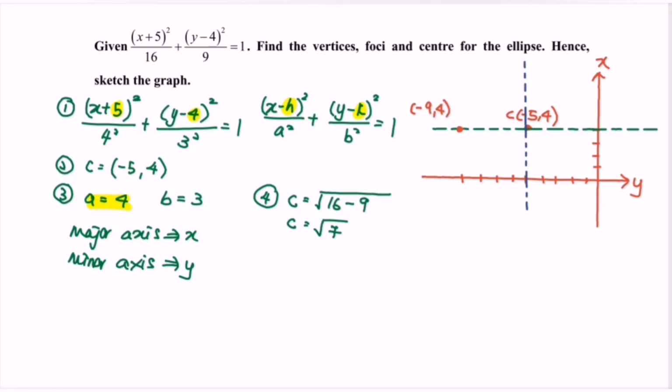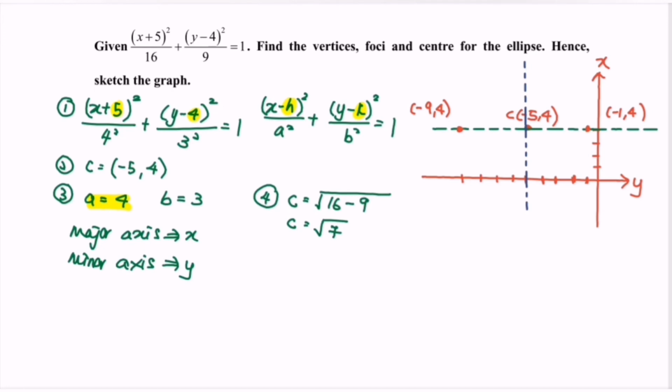Next, shift toward the right-hand side for 4 units. We will have -4, -3, -2 and -1. So here will be the location of the other major vertex, where we have (-1, 4).